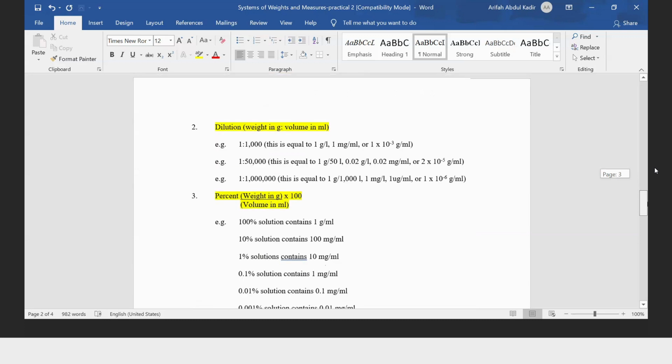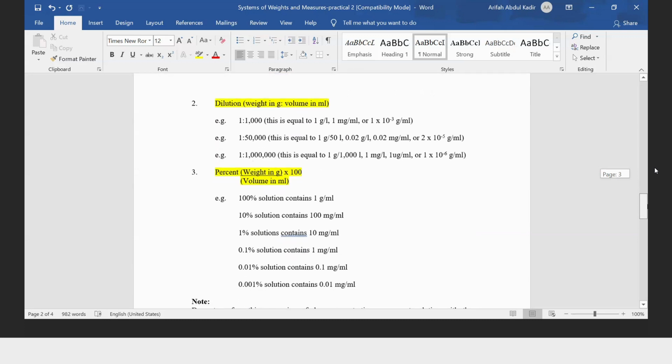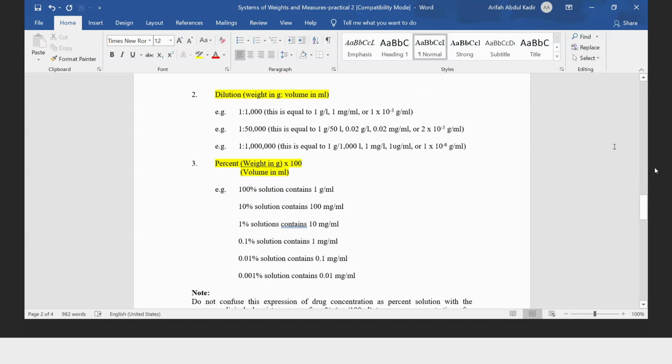The second one. So the second way of writing the concentration of a drug on the label would be in dilution form. Okay, dilution. Please remember this one. Whether you like it or not, you must memorize. Some of the things in Pharmaco, you need to remember. Should be at your fingertips. So this must be memorized.